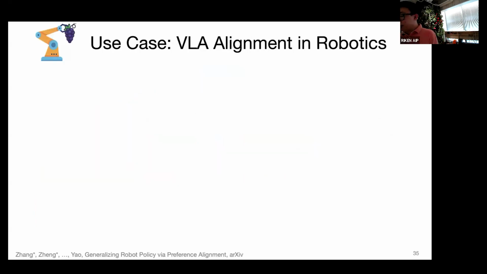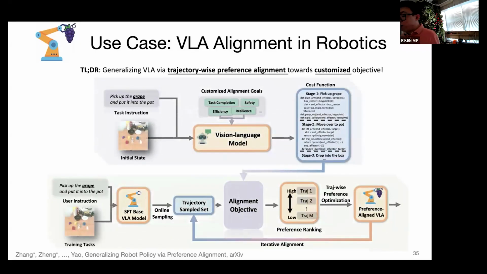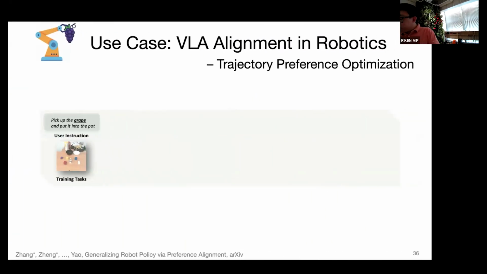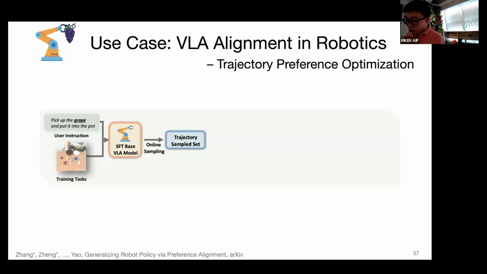Okay, so for this use case, we do vision language action alignment in robotics. Basically, we hope to generalize these vision language action models by doing trajectory-wise preference alignment towards customized objectives. The first step is to do the trajectory preference optimization. We have some user instructions, for example, to pick up the grape and put it into the pot. So we have the training task and the original image, and we feed them into the supervised fine-tuned vision language action model and do online sampling. And we can sample a lot of trajectories.